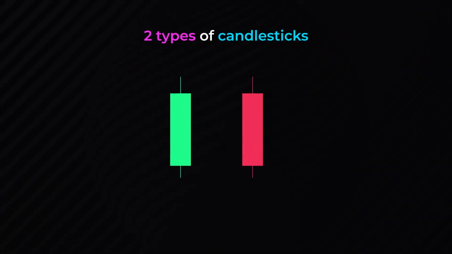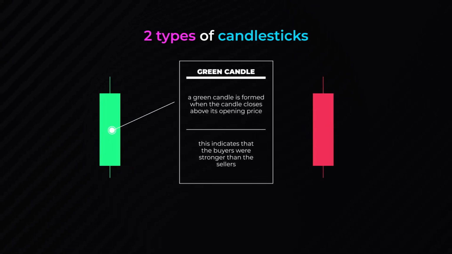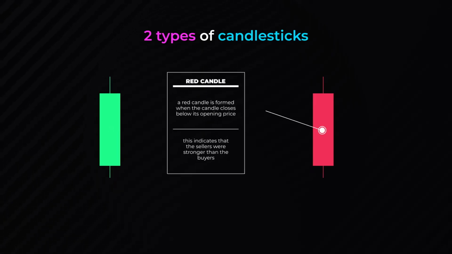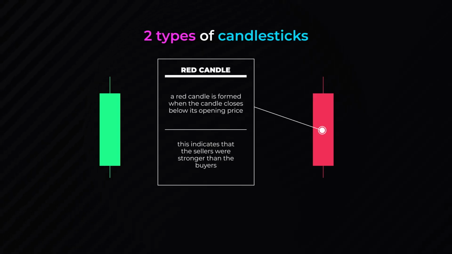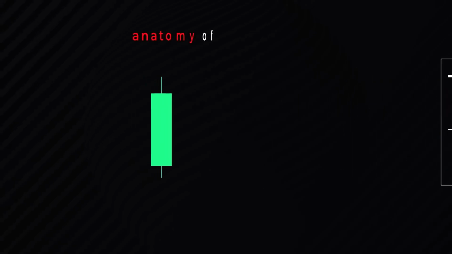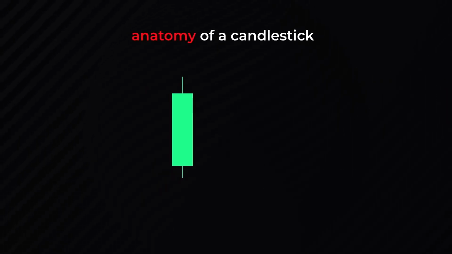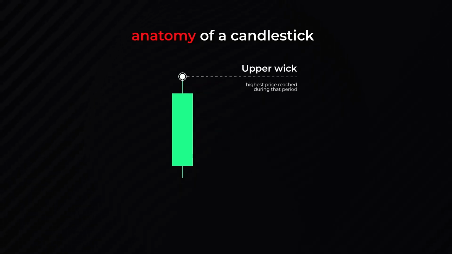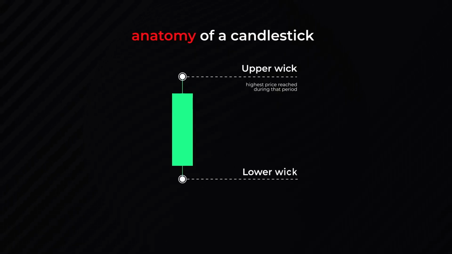There are 2 types of candlesticks, green candles and red candles. A green candlestick forms when the candle closes above its opening price, showing that buyers were stronger than sellers. Similarly, a red candlestick forms when the closing price is below the opening price, showing that sellers were stronger than buyers. A single candlestick consists of 2 parts: the wick, also called the shadows, and the body. The end of the upper wick shows the highest price reached during that period, while the end of the lower wick shows the lowest price reached during that period.